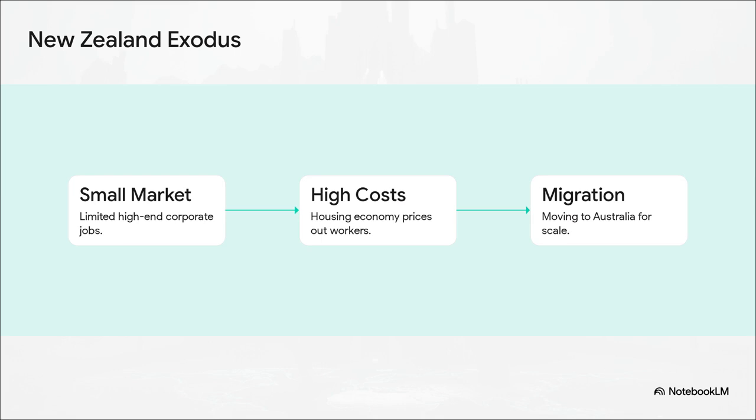And that geographic squeeze directly fuels what's known as the New Zealand exodus. It's a really tough cycle. The local market is simply too small to support a ton of high-end corporate or tech jobs. Meanwhile, an economy propped up by farming and wildly expensive housing totally prices young workers out. So what happens? All these ambitious, highly educated young professionals pack up and migrate to Australia, just a 3-hour flight away, for bigger industries and better pay. It's a literal first-world brain drain.